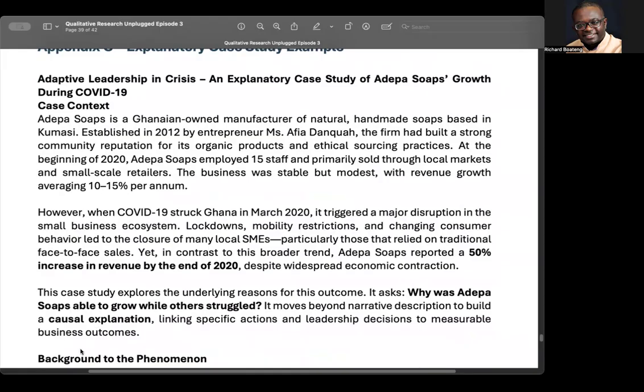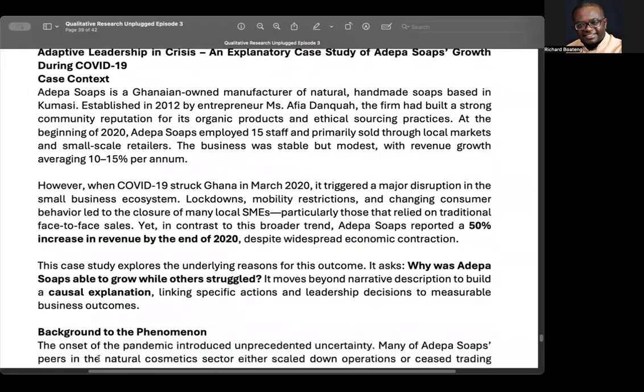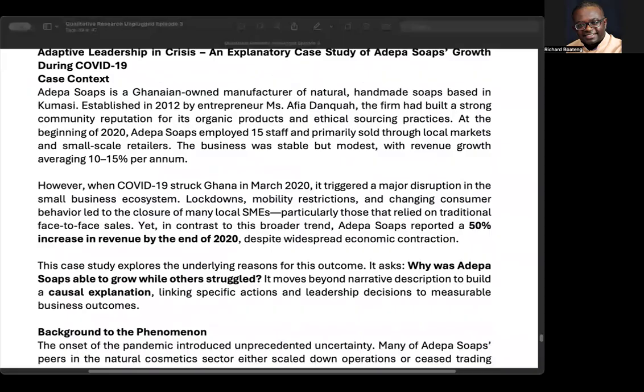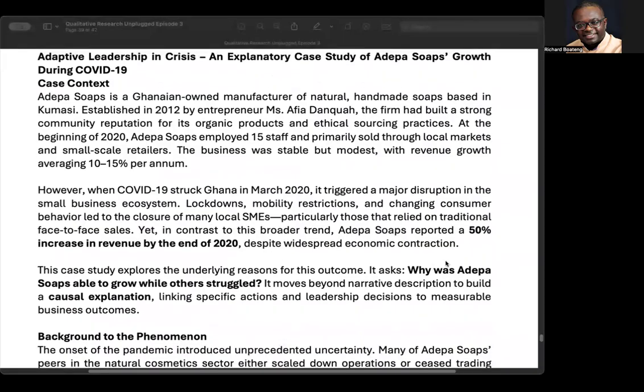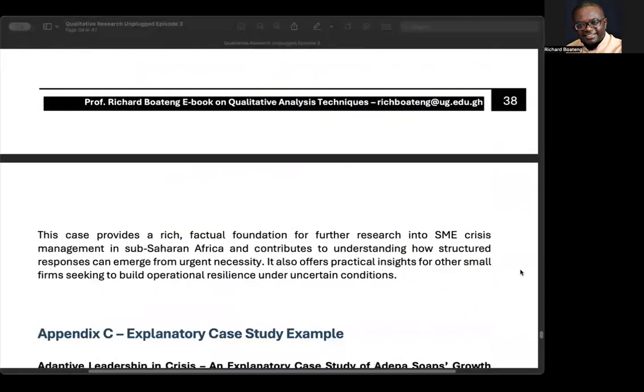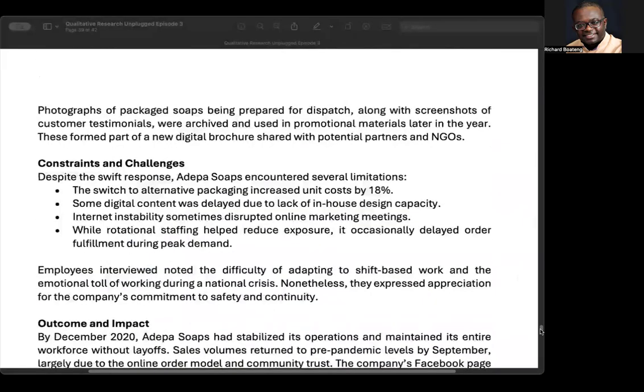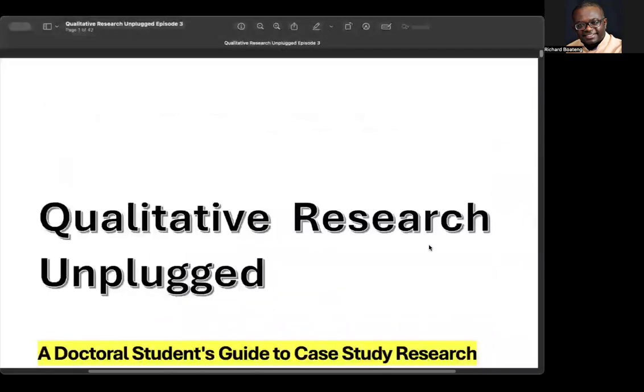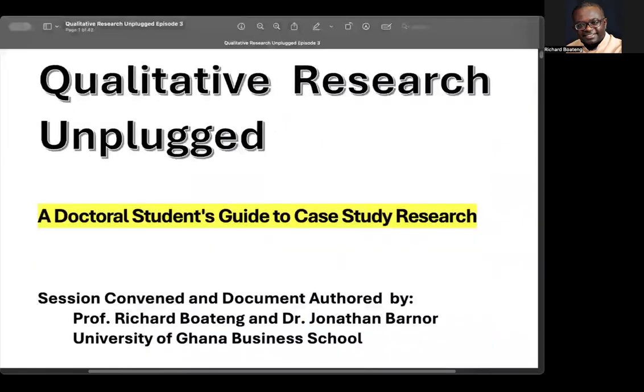So you've just taken a deep dive with us into a doctoral student's guide to case study research, a truly vital resource from Professor Richard Boateng and Dr. Jonathan Barnor of the University of Ghana Business School. We've journeyed through the entire life cycle of case study research, from those deep philosophical roots to the very practical, nuanced art of telling your research story with rigor.